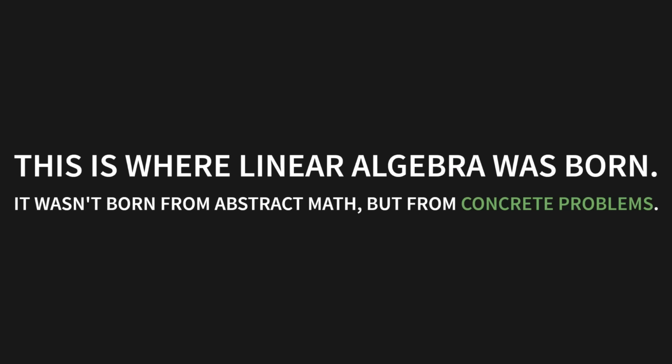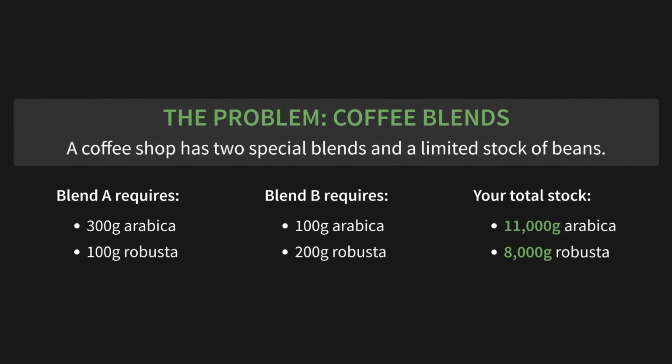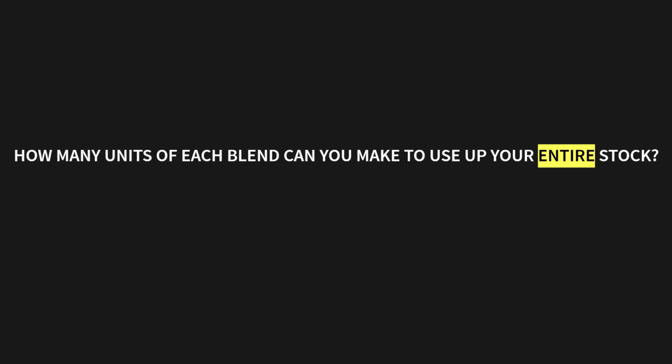Let's look at one. The problem: coffee blends. A coffee shop has 2 special blends and a limited stock of beans. Blend A requires 300 grams of Arabica and 100 grams of Robusta. Blend B is a bit different. It needs 100 grams of Arabica and 200 grams of Robusta. You look at your total stock, and you have 11,000 grams of Arabica and 8,000 grams of Robusta. So here's the question. How many units of each blend can you make to use up your entire stock?